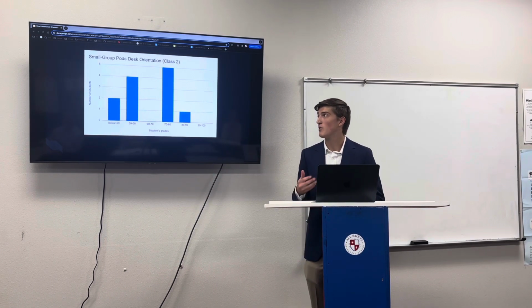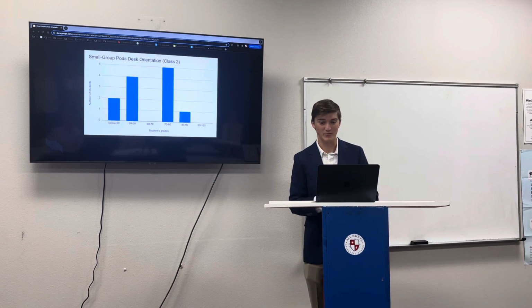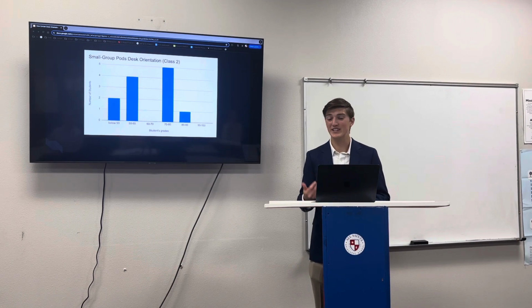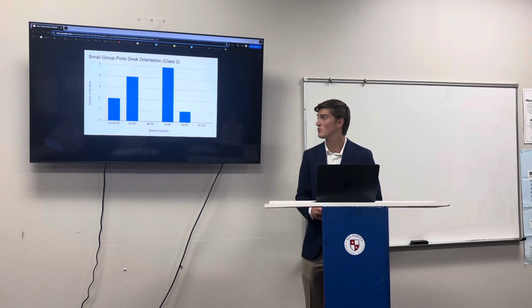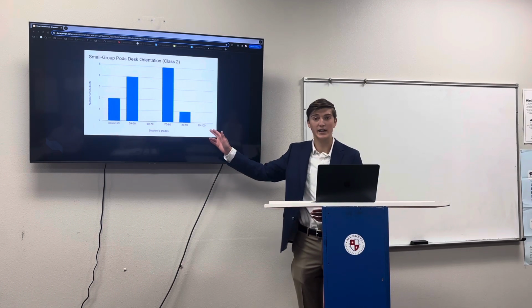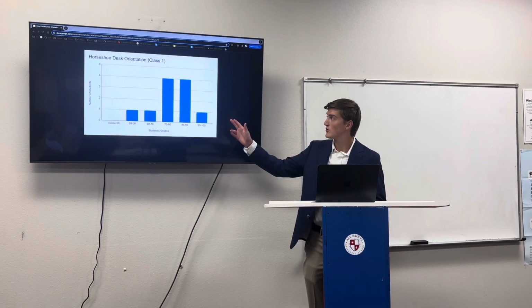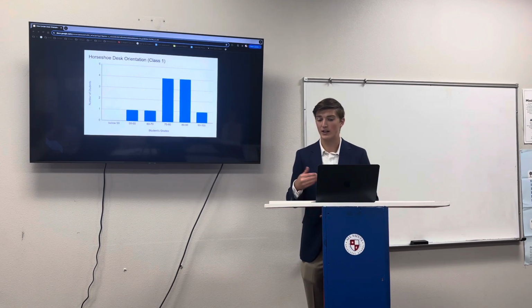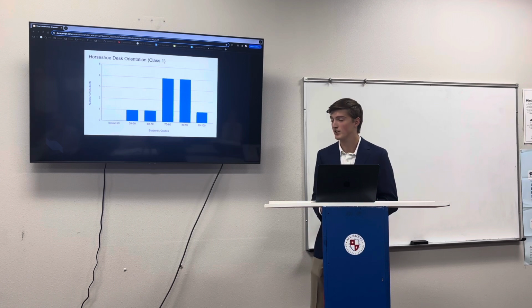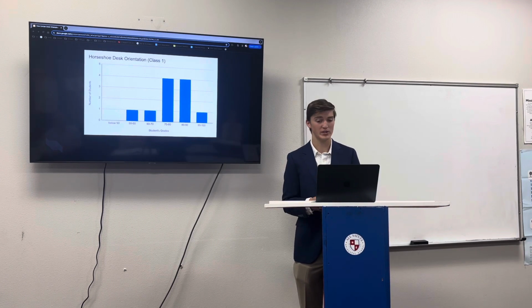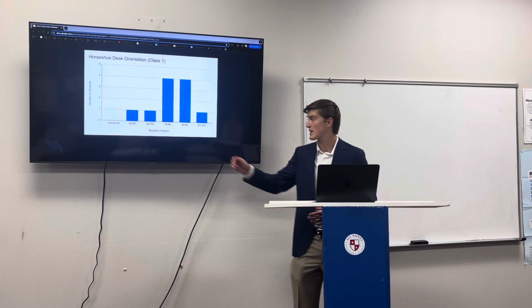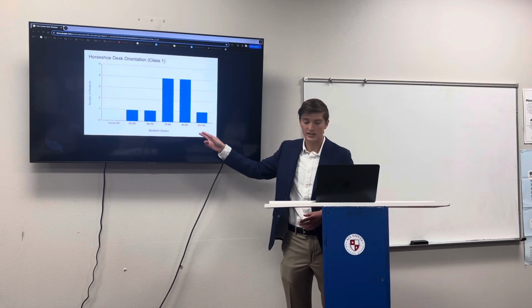This graph is for the small group pods desk orientation for Class 2. The class average for Class 2 in this desk orientation was 64.2, with most students scoring in the 70 to 80 bin. This graph is for the horseshoe desk orientation for Class 1. The class average for Class 1 in this desk orientation was a score of 77.7, with most students scoring either in the 70 to 80 bin or the 80 to 90 bin.